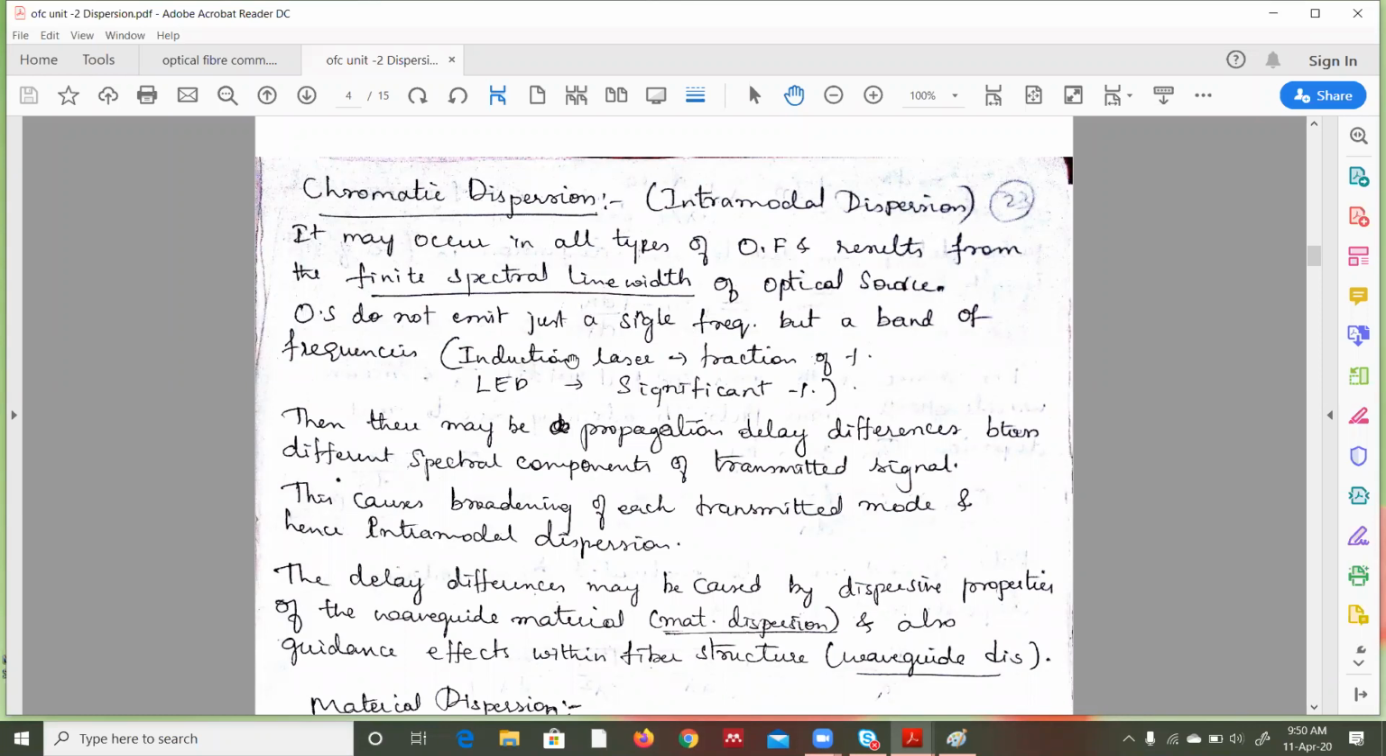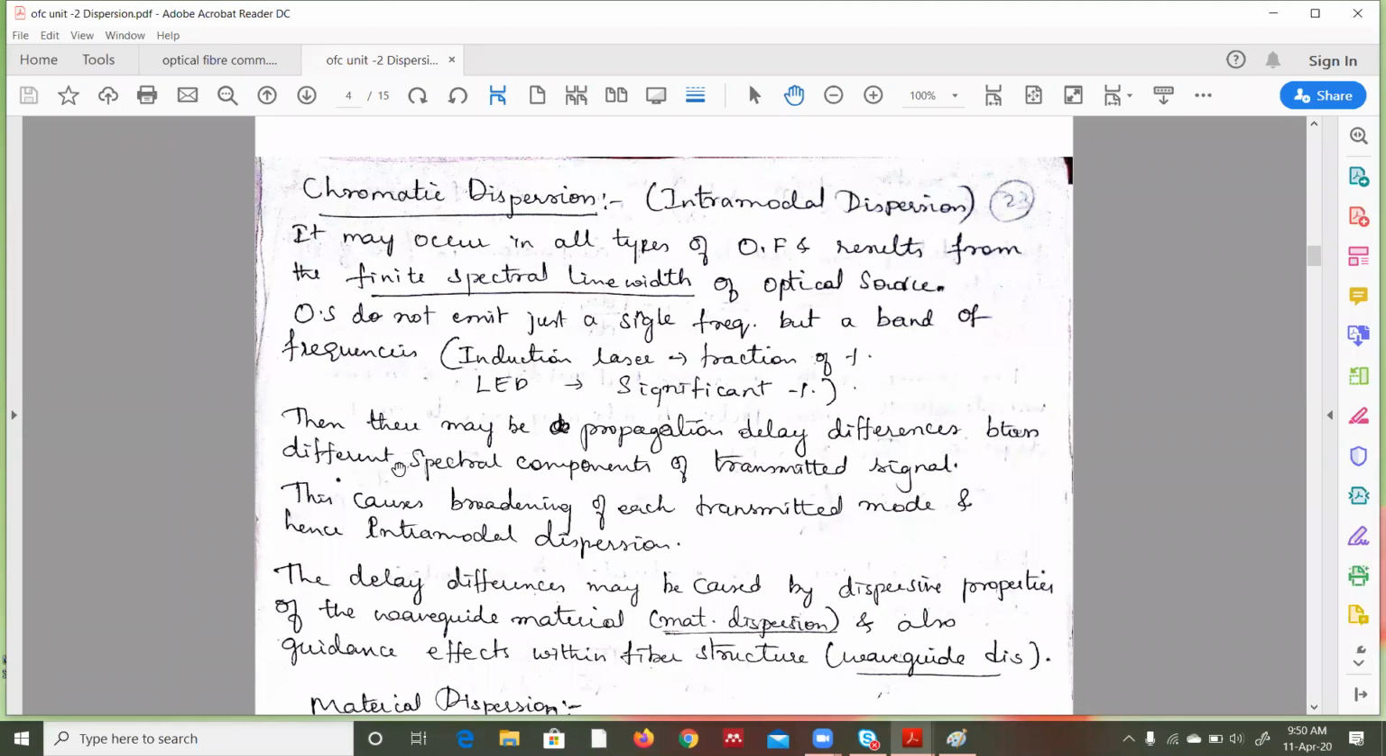If you take an optical source, say a laser or an LED, they are going to emit light, but not of a single frequency, but a band of frequencies. So this band of frequencies will contribute to different spectral components. These spectral components are not propagating inside the fiber at the same velocity. They are going to propagate at different velocities, which causes intramodal dispersion.